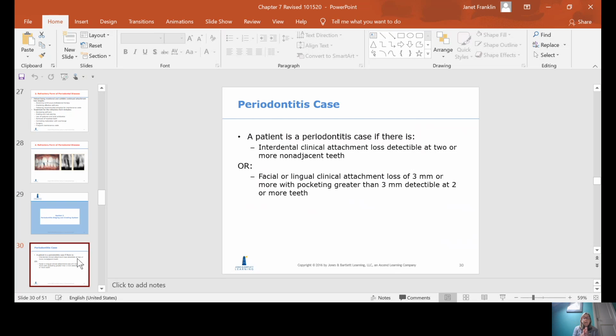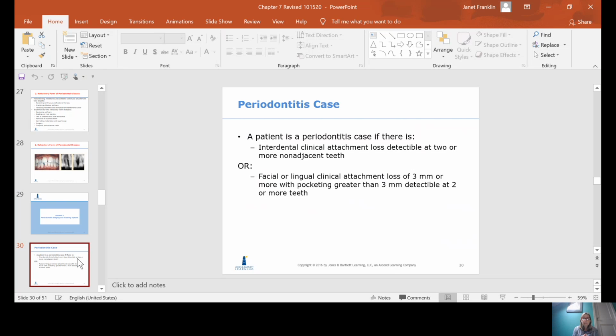And remember, periodontal breakdown occurs first in the interproximal areas. Inflammation and gingivitis occur first in the interproximal areas. So why? Mainly because patients don't floss their teeth or do anything to clean between their teeth on a regular basis. And then detectable at 2 or more non-adjacent teeth. So we don't want it to just be on 1 tooth or 2 teeth. It's got to be non-adjacent teeth, teeth that don't sit next to each other.